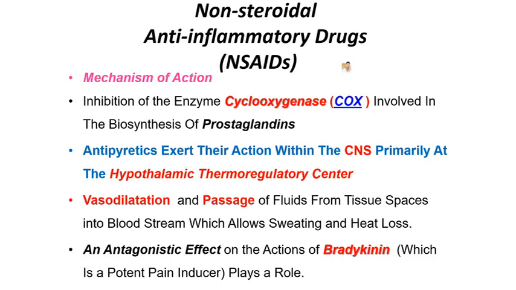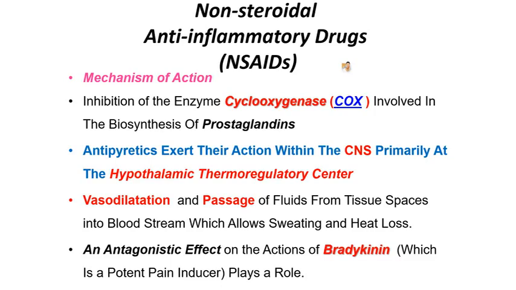Non-steroidal anti-inflammatory drugs share a common mechanism of action, which is inhibition of cyclooxygenase, either 1 or 2. Cyclooxygenase is the enzyme responsible for the cyclization and oxidation reaction of arachidonic acid to convert it into the parent prostaglandin.